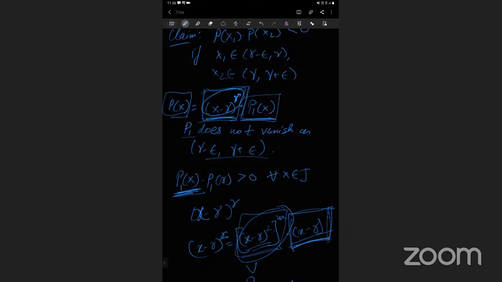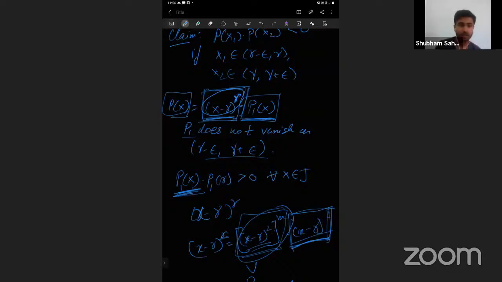Sir, in question number 2, what is tau of n? Right. Tau of n is supposed to be the number of factors of n, and sigma of n is the sum of factors of n, including n.